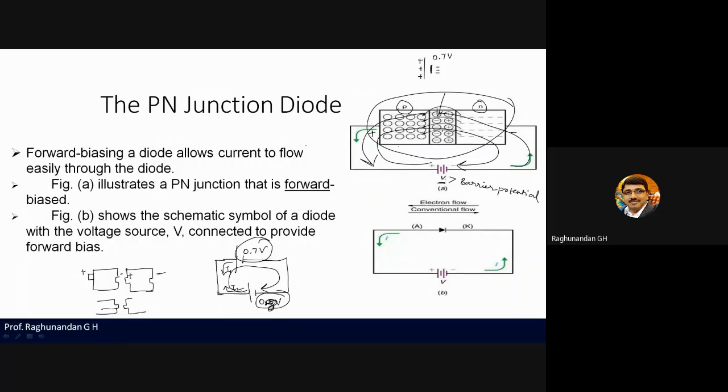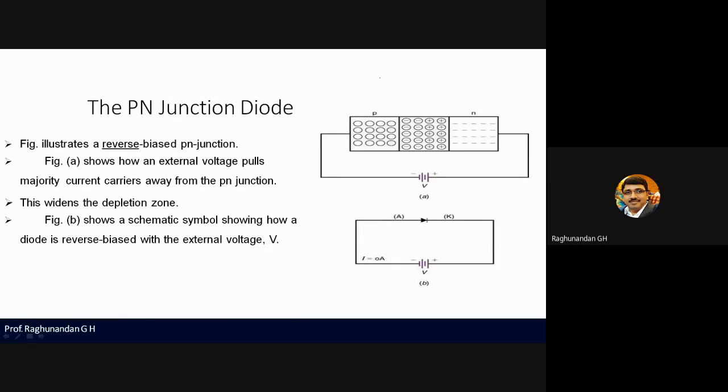That's what I have shown here. Electron flow is in the opposite direction. Conventional flow is from positive to negative. Whatever I have shown here is the electron flow. And one more thing is, obviously from n layer to p layer electrons are flowing, so obviously our direction should be in this way only, right? So this is how we are going to bias the PN junction diode.